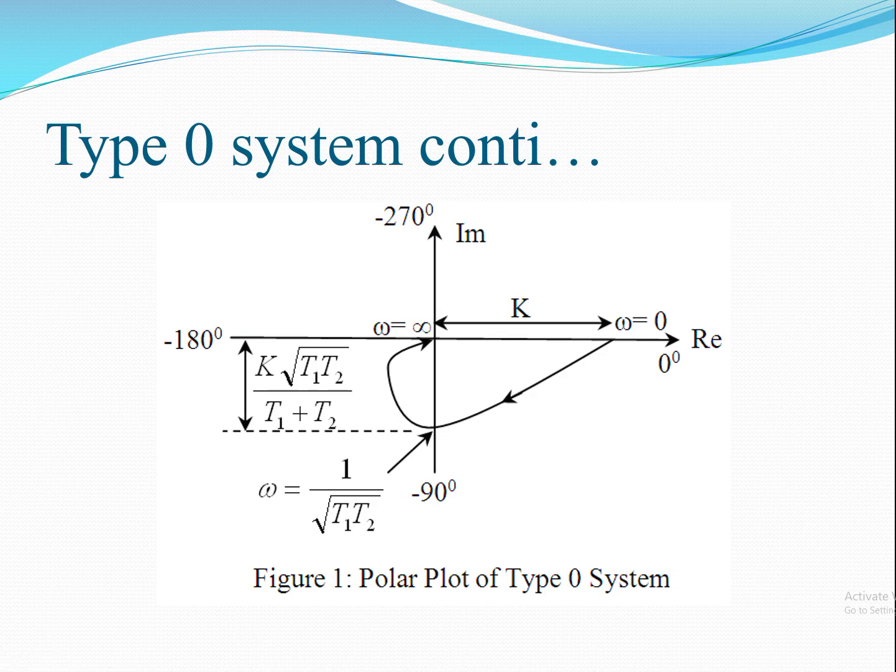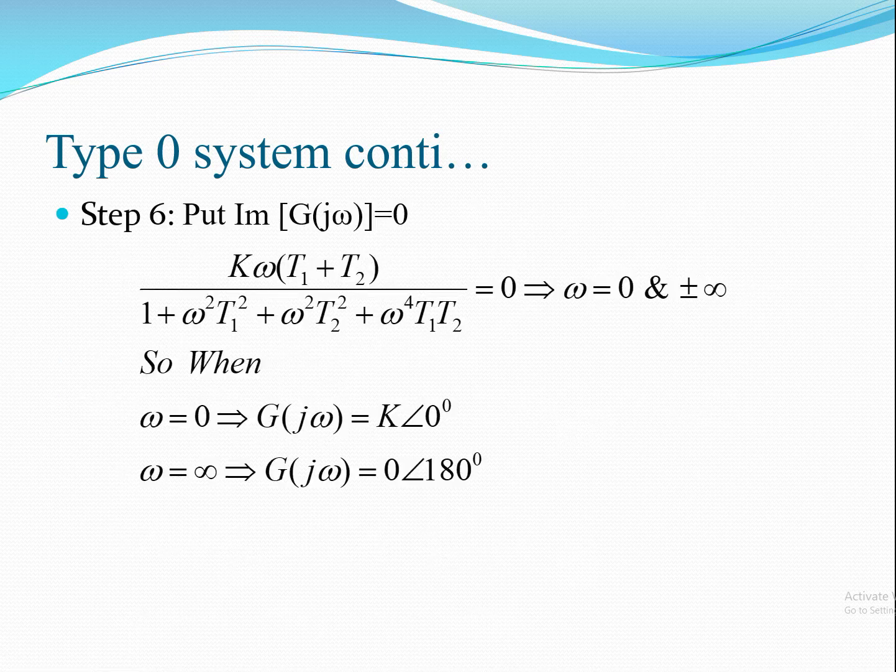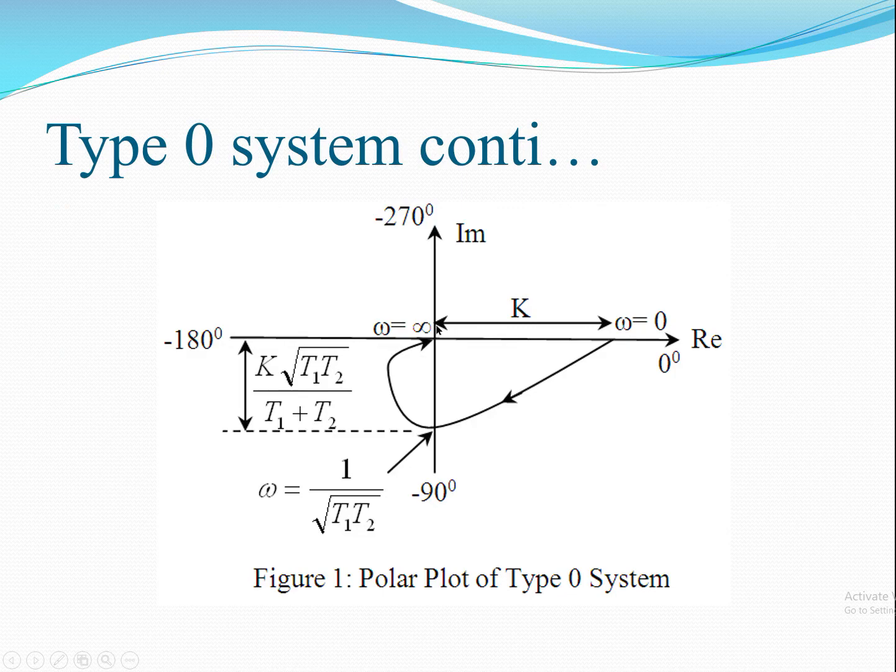What is the starting point of the polar plot? For the magnitude part, starting is k, ending is 0. For the phase angle, starting is 0 and ending is minus 180 degree. It will start from k. Is k positive? Yes. Ending is 0. Okay, so let us say this value is this. It will start at k and end at 0. So here it will come, so now I know the starting and ending point.